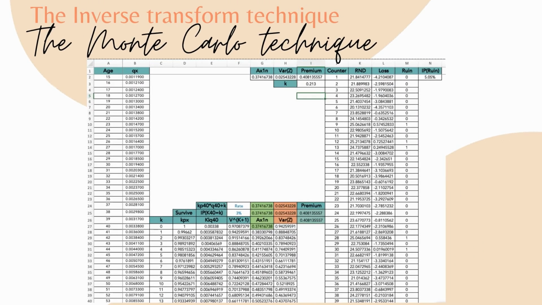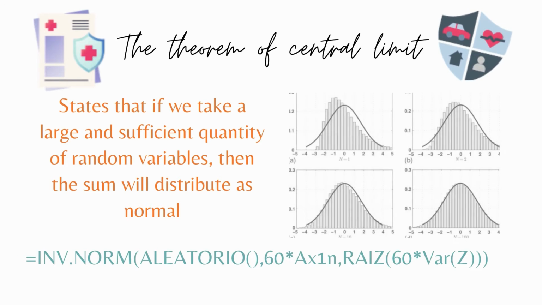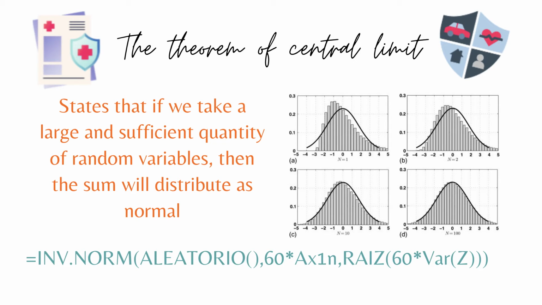Please note that the column containing the random number, which we compute with the inverse normal function, will only give us an approximation, and certainly the central limit theorem states that if we take a large enough quantity of random variables, then the sum will distribute as normal. But in this case, we are only taking 60 random variables, which are our total policyholders in our portfolio.